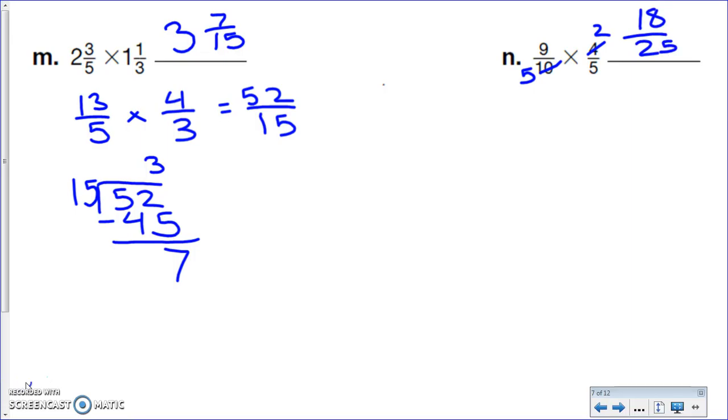And if we hadn't done the cross simplifying, we would have had 36/50, and then we would have simplified at the end. As you work with bigger numbers, it is better to do the simplifying early on in the process because the numbers are smaller and easier to work with.